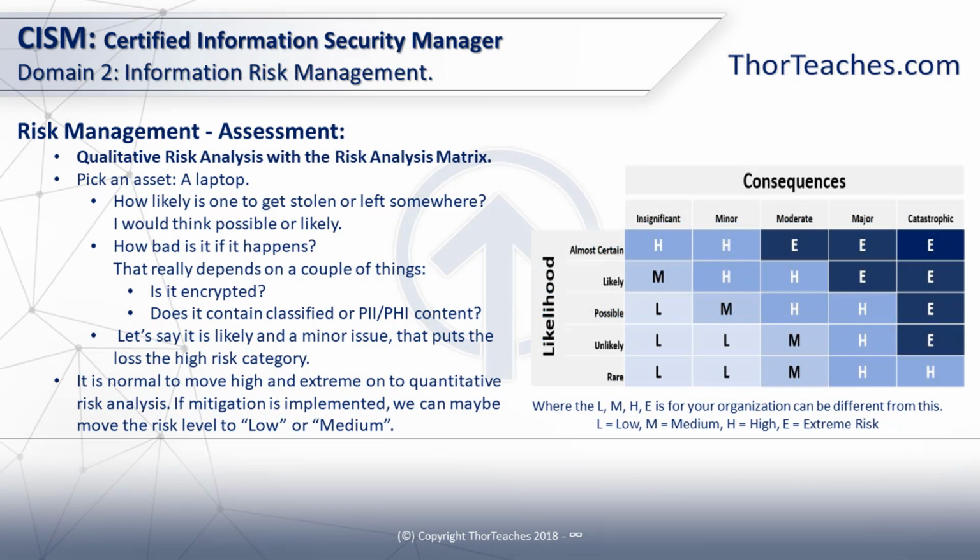When we look at a qualitative risk analysis, we most often use a risk analysis matrix, where we look at the likelihood of an incident happening and how bad it is if it happens. If we take the example of a laptop, how likely is it that it will get stolen or an employee forgets it somewhere?